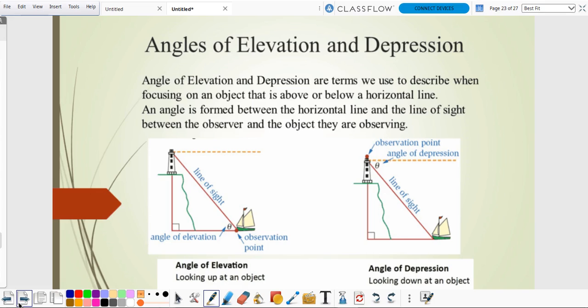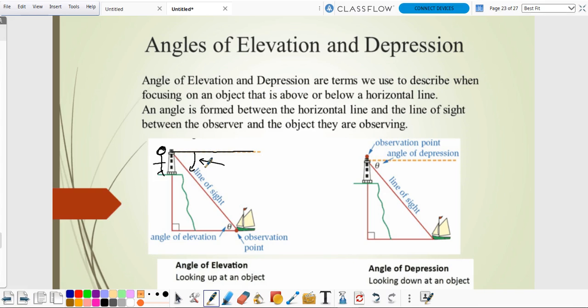So here's an example. This is you. You're a giant. For some reason, you're as tall as a lighthouse. If you have a horizontal there and you see a boat down at the bottom, you're here and you see the boat and you're looking down. There's your horizontal and you look down. That's an angle of depression right here.